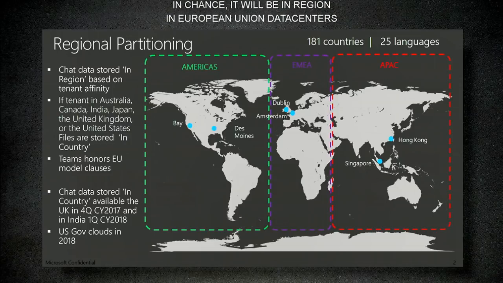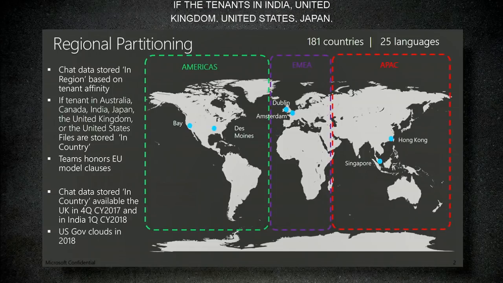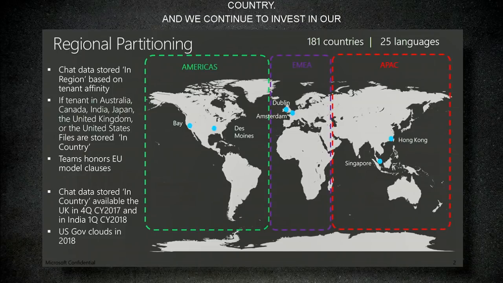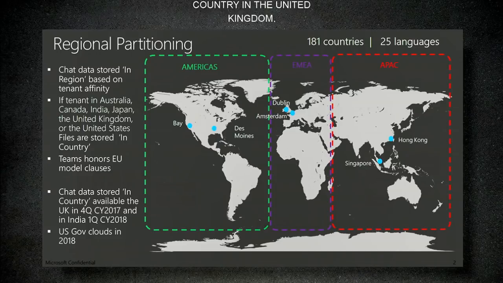For files, we'll go a step further. If the tenant's in Australia, Canada, India, Japan, United Kingdom, or United States, the files are actually stored in country. And we continue to invest in our global footprint, specifically around data residency. So in the 4th quarter of this year, we will store chat data in country in the United Kingdom, and then in the 1st quarter of next year, we'll store chat data in country in India, and then throughout the year, we're going to continue to invest in data residency in the different in-country locations that Office 365 is available today.